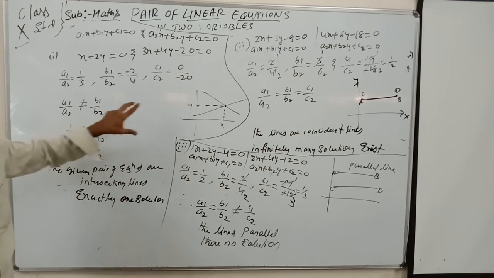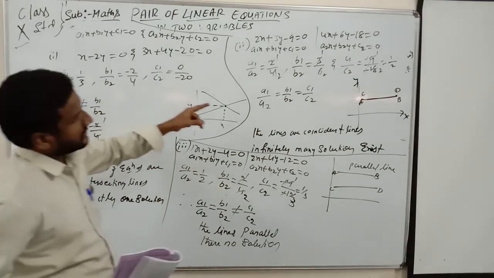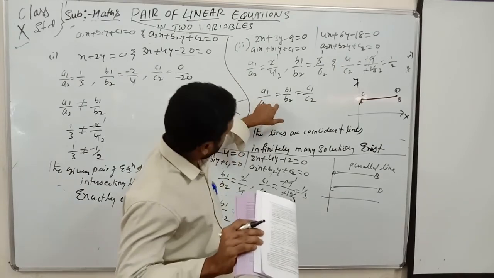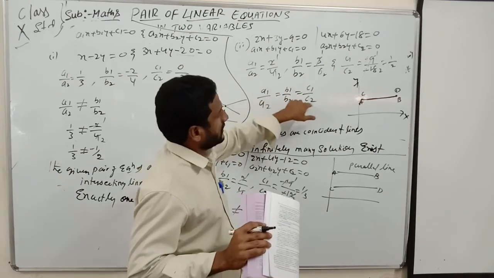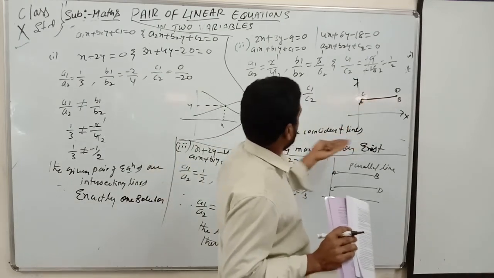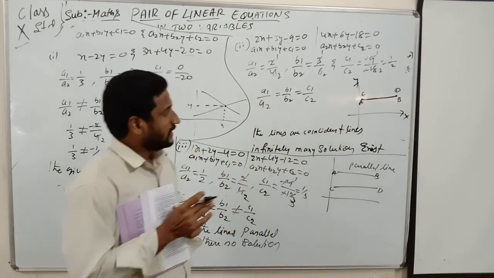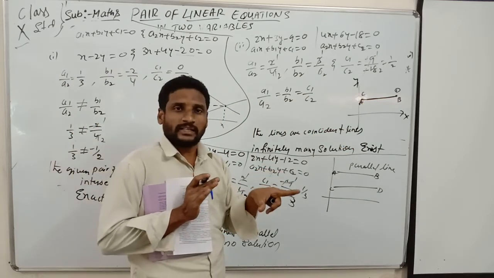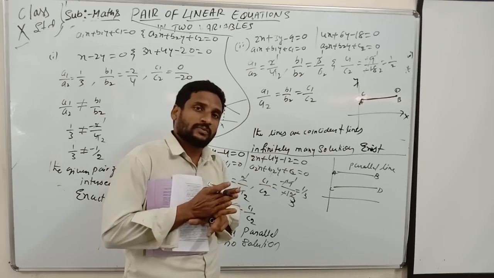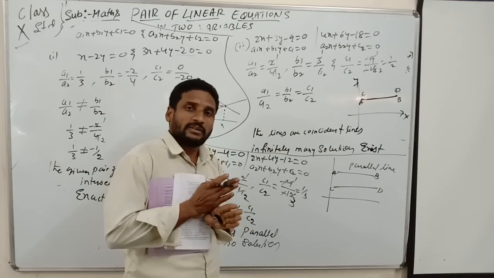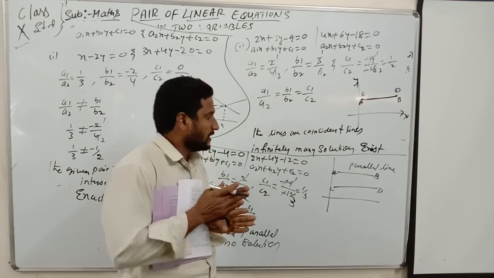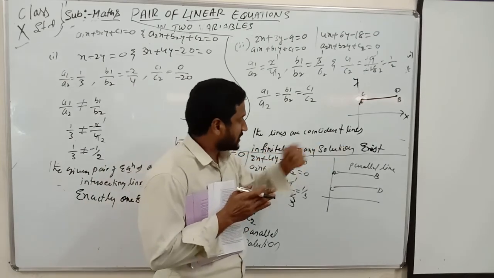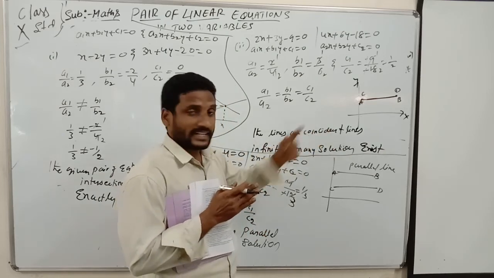Intersect, you have to remember this. And next, second case: a1 by a2 is equal to b1 by b2, but that is also equal to c1 by c2. Then the lines are coincident lines, meaning one lies on top of the other. How many solutions exist then? One line has so many points, and another line on top of it also has so many points. When the points are superimposed, infinitely many solutions exist. Lines are coincident lines.